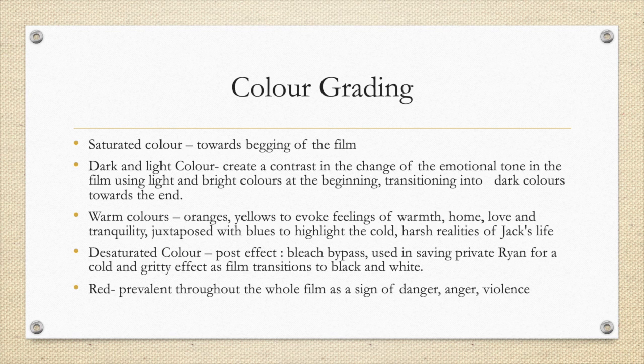As the film moves on, it will then be desaturated with colour, using a post effect called bleach bypass to create a cold and gritty effect as the film transitions from colourful eventually to black and white. As the film transitions to black and white, the only colour that is going to be prevalent will be red. Any red in the frame, within the set design, will always pop as red, again to reinforce that danger and that anger and that violence. Also to make any bruises, any blood, any makeup really pop to re-illustrate the danger, the anger and the violence.